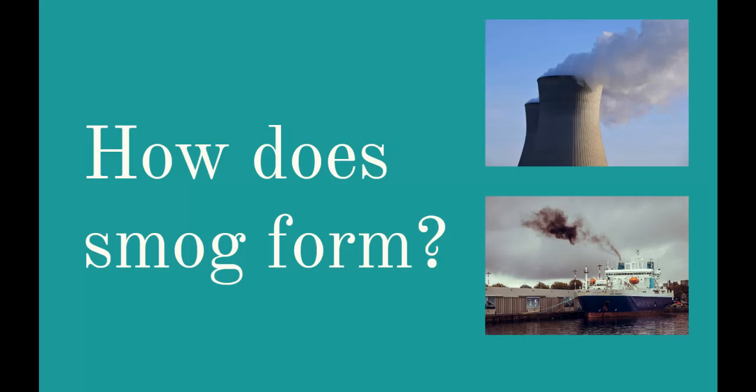The ozone in the Earth's atmosphere protects the Earth from the sun's powerful ultraviolet rays. But when it forms on the ground, it can be harmful to people, animals, and plants. And this is called smog. To help us understand smog, let's create some in a jar.